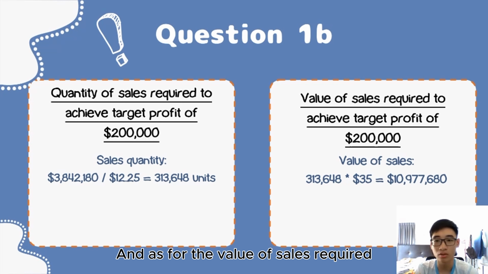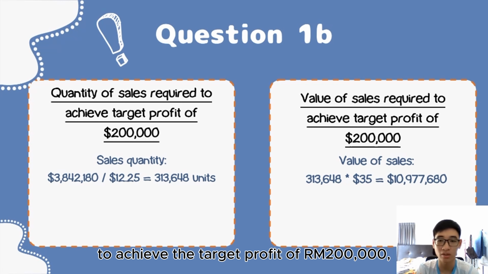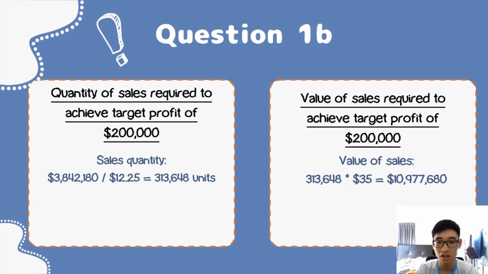And as for the value of sales required to achieve the target profit of 200,000, the value of sales is $10,977,680. This is calculated by taking the number of units required to achieve the target profit and multiplying it by the value per unit. So that ends up with the final value given in the slides.